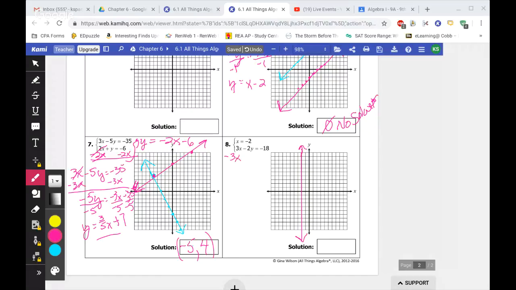So you will subtract 3x from both sides, and that will give you -2y equals -3x minus 18. Then you're going to divide each thing by -2, which will give you y equals 3/2x plus 9.